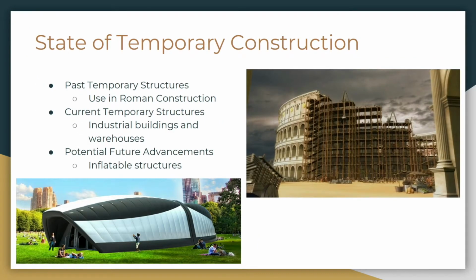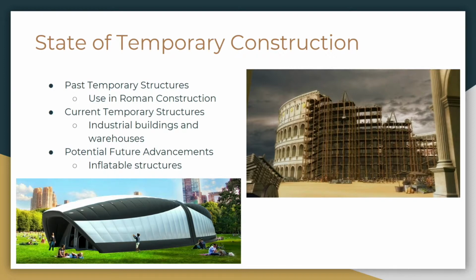Although temporary structures in construction have been used for thousands of years, the state of temporary construction has changed over time. One of the first examples of scaffolding was seen in Roman construction. The Colosseum in Rome, pictured here, still has scaffolding marks on it, showing that it was a key factor in the construction of one of the seven wonders of the world.